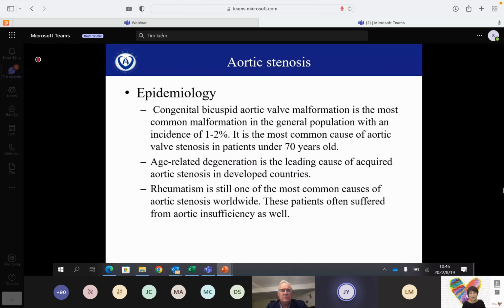For epidemiology, congenital bicuspid aortic valve malformation is the most common malformation in the general population, with an incidence of 1 to 2%, and it is the most common cause of aortic valve stenosis in patients under 70 years old. Age-related degeneration is the leading cause of acquired aortic stenosis in developed countries. But rheumatism is still one of the most common causes of aortic stenosis worldwide, and the patients often suffer from aortic insufficiency as well.